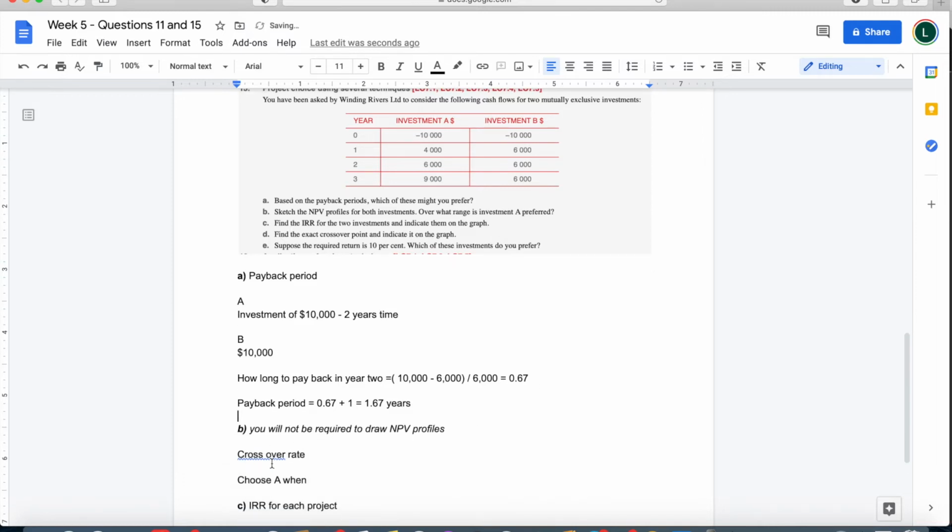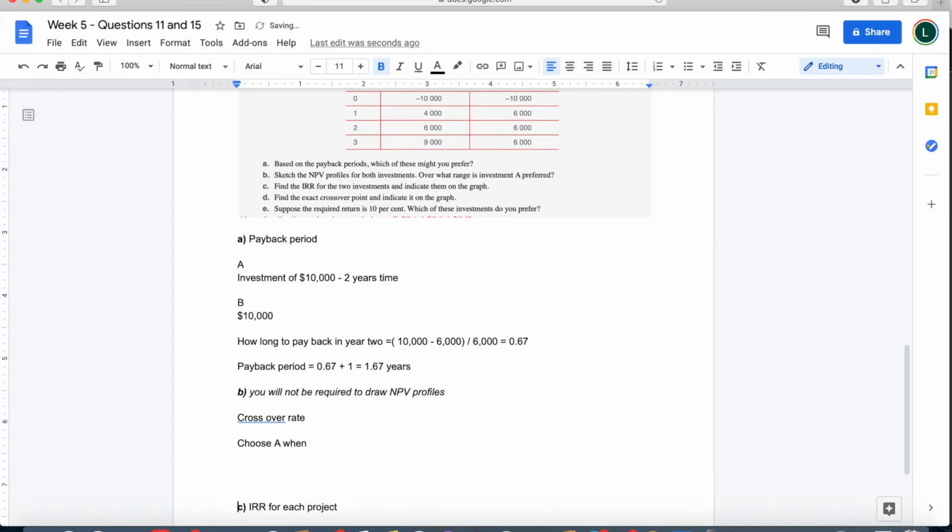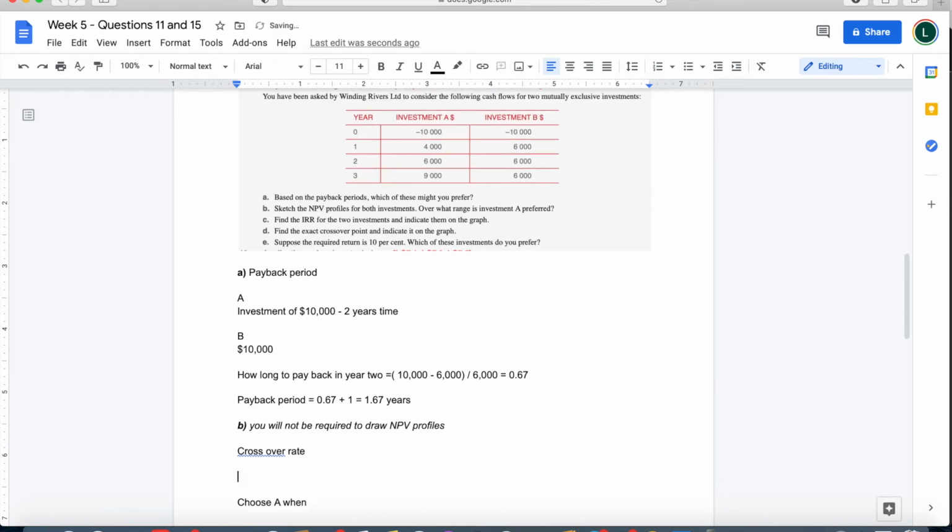Okay, now we're going to part B of this, our crossover. So we're not going to be required to draw the actual graphs. So what we can do is calculate our crossover rate. So again, like we did in question 11, what we need to do is look at our cash flow movements, and we're going to be looking at it from the perspective of A.